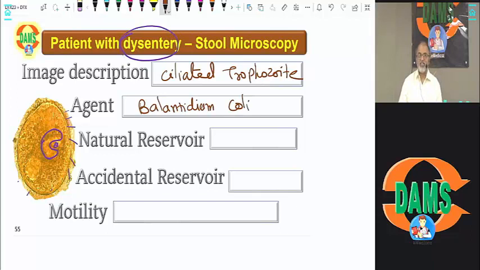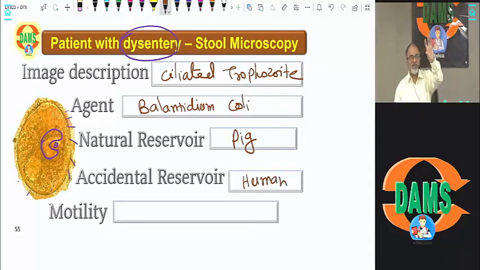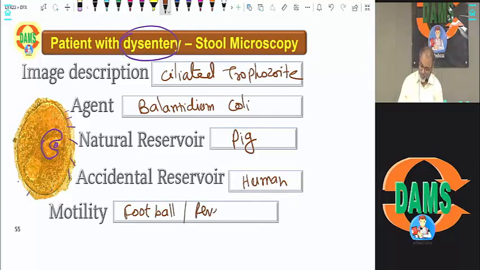Come on, what is the natural reservoir? For Balantidium coli, the natural reservoir is pig, and the accidental host is human. Can you name what type of motility? Yes, very good. Football motility or reversion motility.